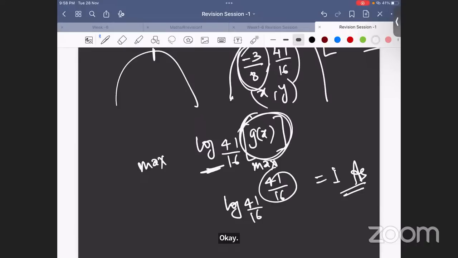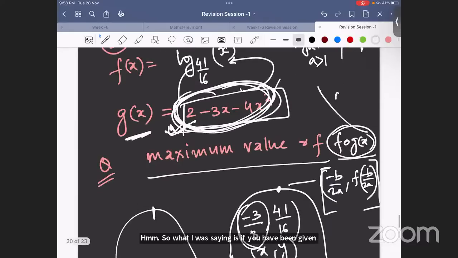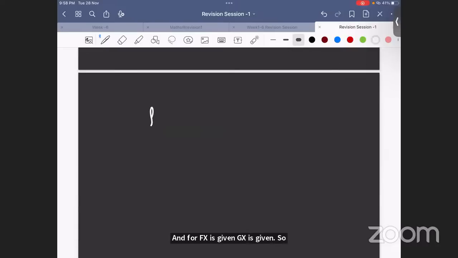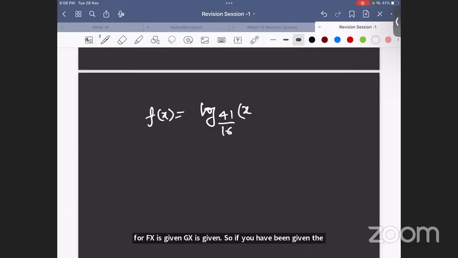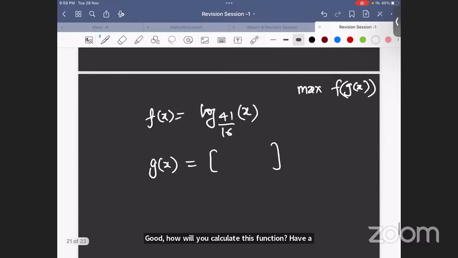Okay. So what I was saying is, you have been asked to calculate the maximum value of f of g, right? And f(x) is given, g(x) is given. So if f(x) is given as log base 41/16 of x, this is the function given to you, and g(x) is also given. If you have to calculate the maximum of f of g(x), correct? How will you calculate the maximum value of this?